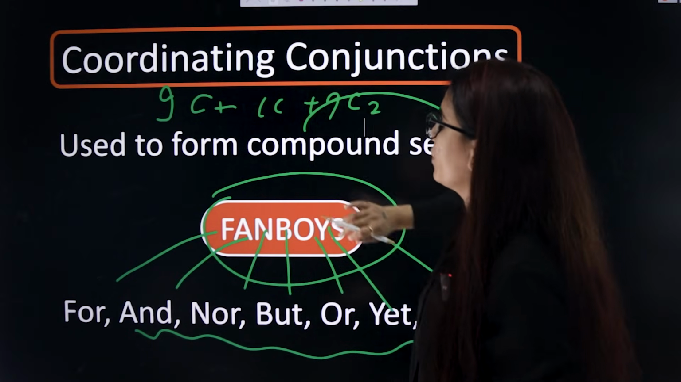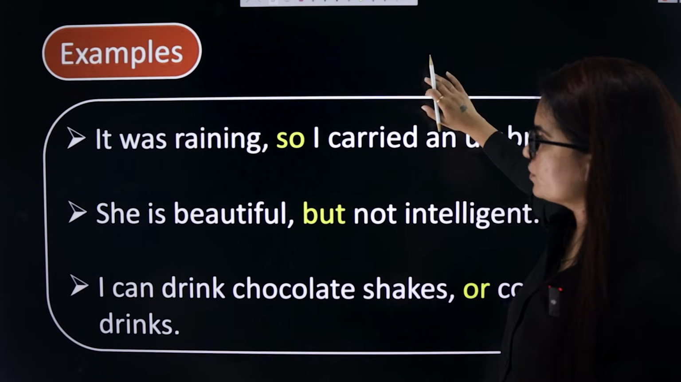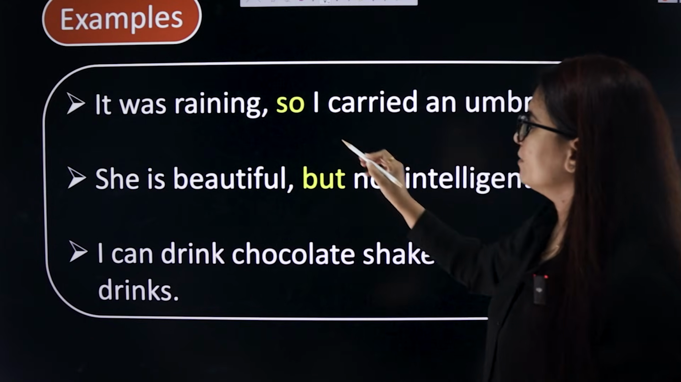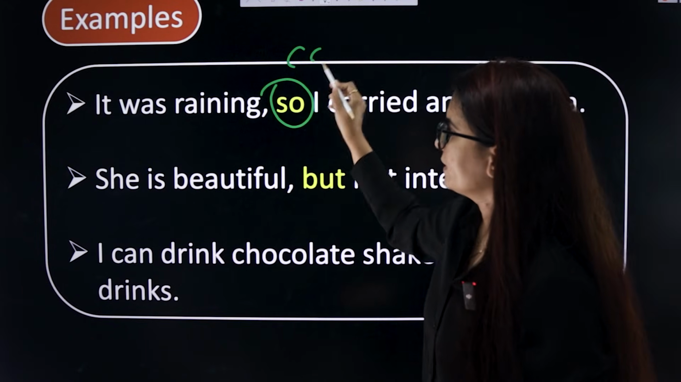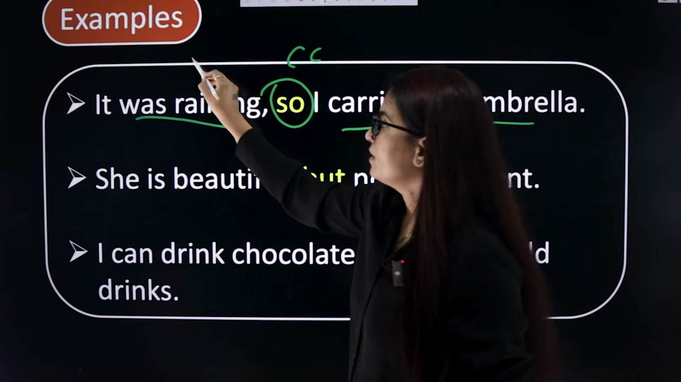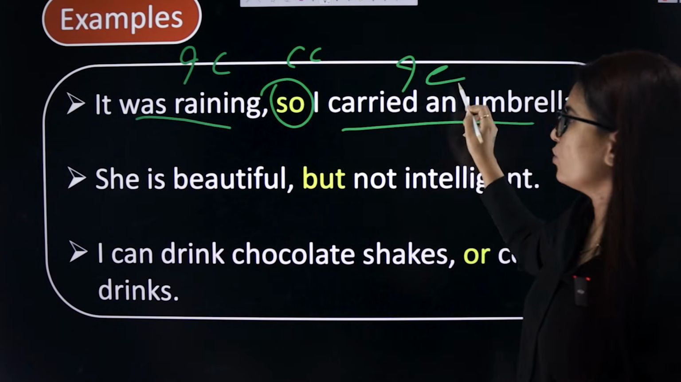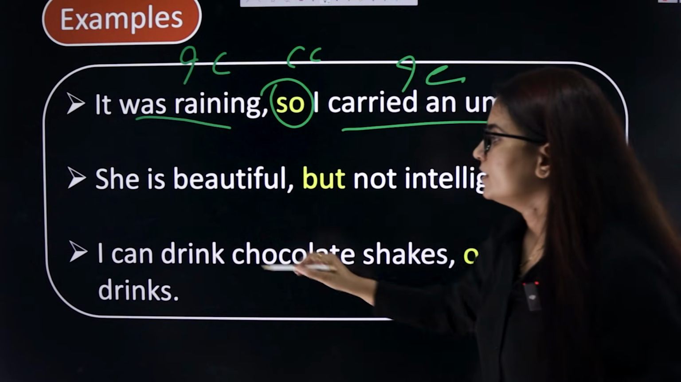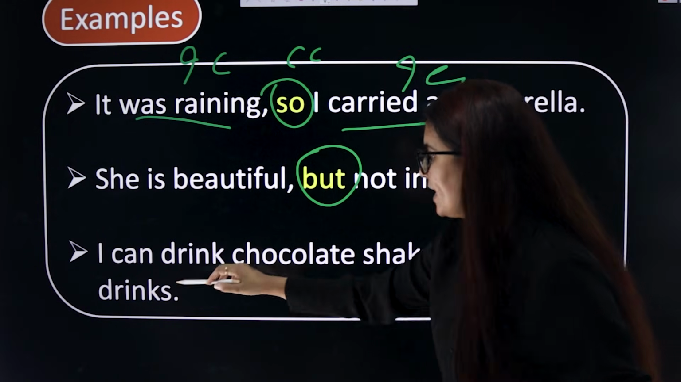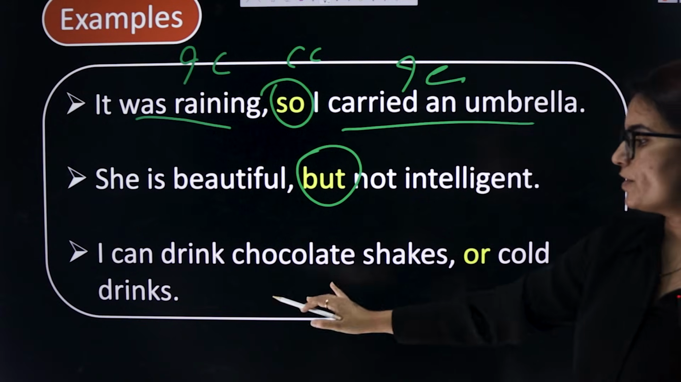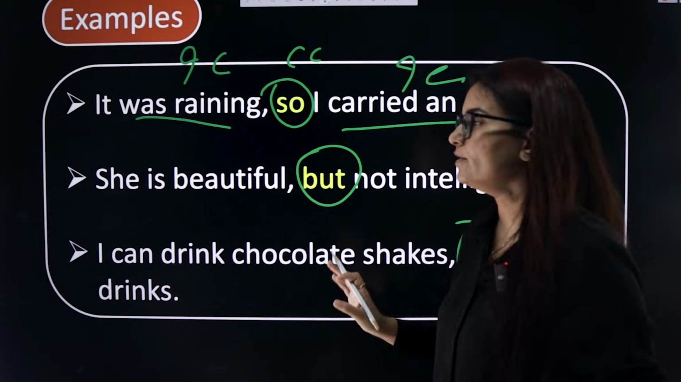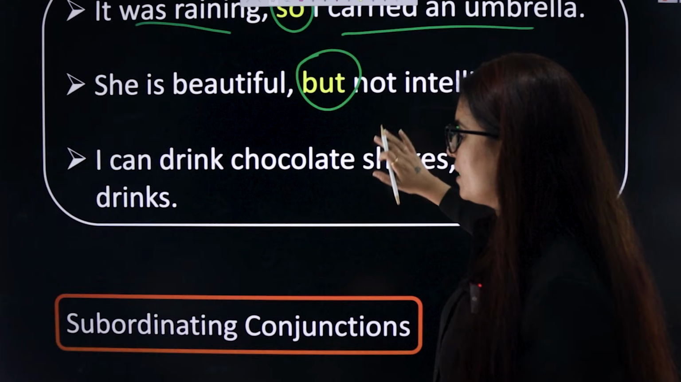Okay, let's move on. We have examples on your screen. It was raining, so I carried an umbrella. Coordinating conjunction, clause 1, clause 2. Both the clauses are independent clauses. Please understand this carefully. Independent clauses, they make sense. She is beautiful but not intelligent. Coordinating conjunction. I can drink chocolate shakes or cold drinks. Coordinating conjunctions. Independent clause. Is that clear? These are just quick revision examples.